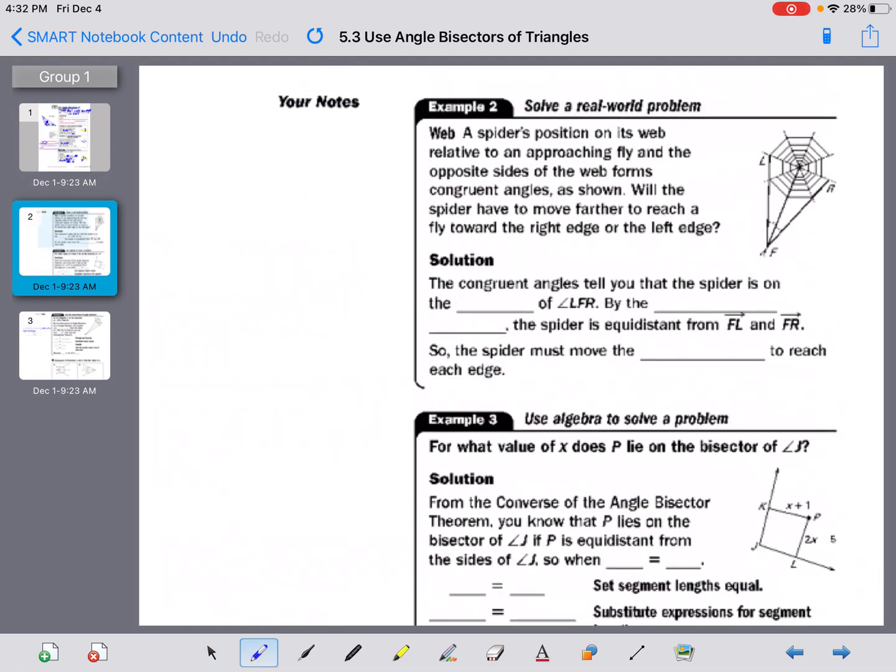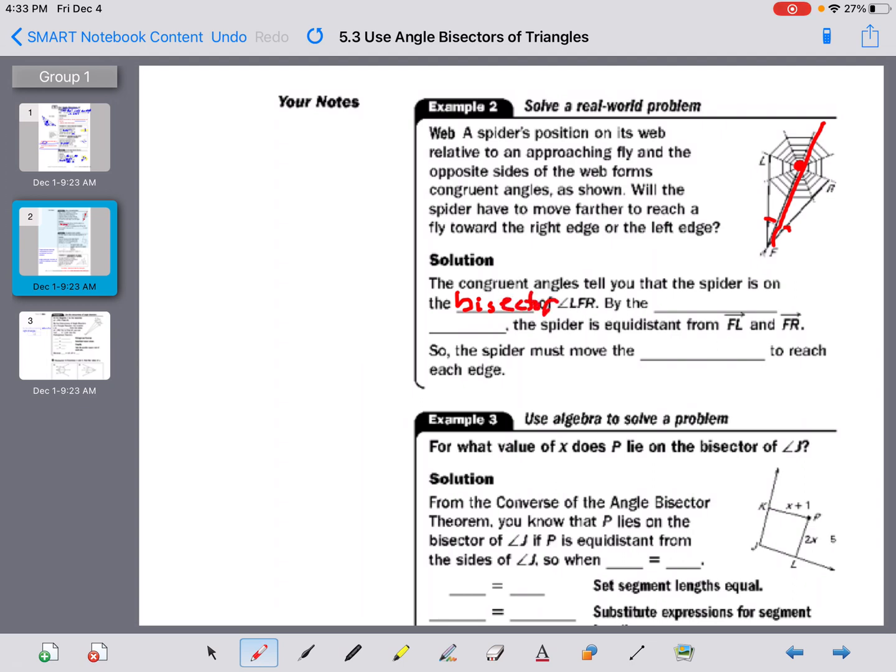All right, we've got a real world problem, right? So, you know, the next time that you are a spider or a fly, think of this problem. So a spider's position on a web relative to the approaching fly in the opposite side of the web forms congruent angles as shown. So you'll notice down here, I see some congruent angles, okay? Will the spider need to move farther to reach the fly to the right edge or the left edge? So right now, the spider is on this line we call the angle bisector. So which side is closer, the left or the right? And so it says the congruent angles tell you the spider is on the bisector.